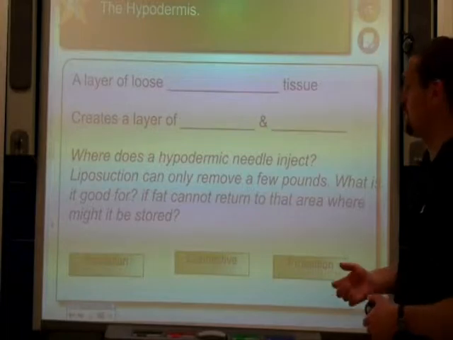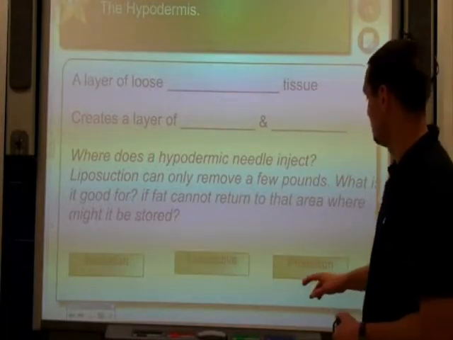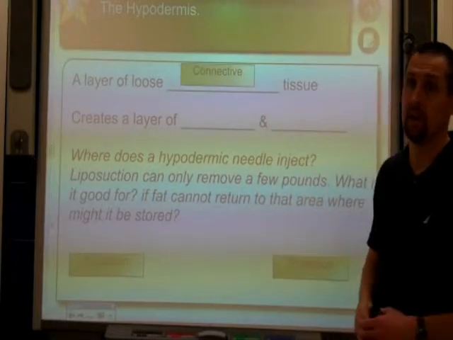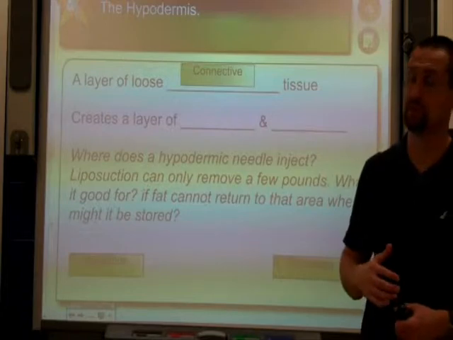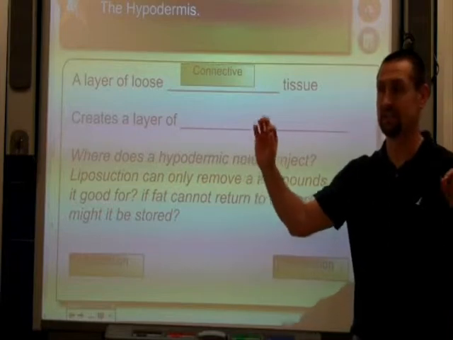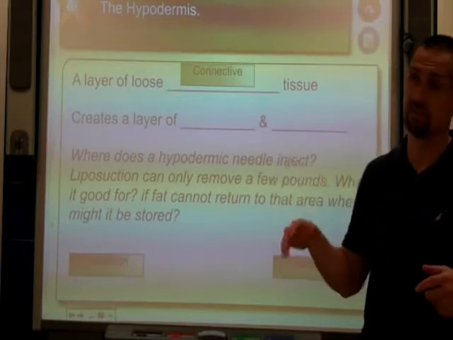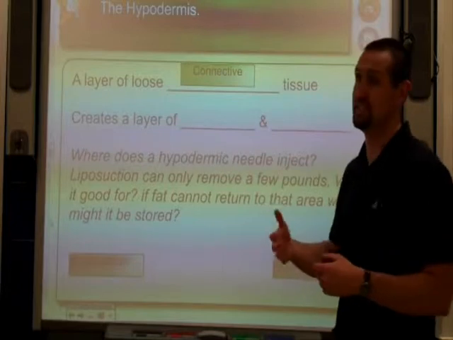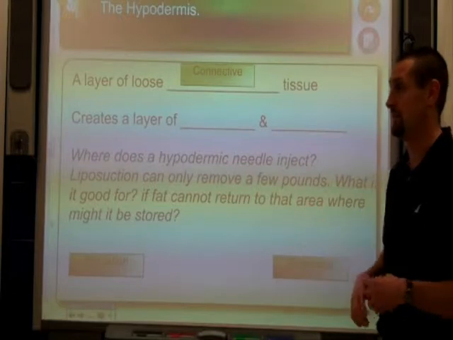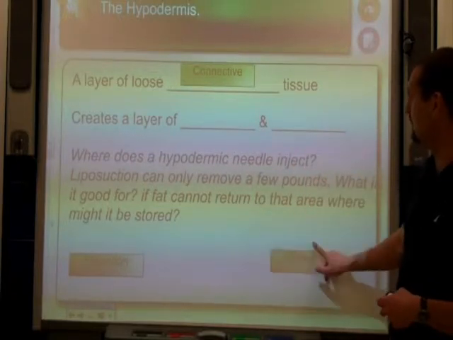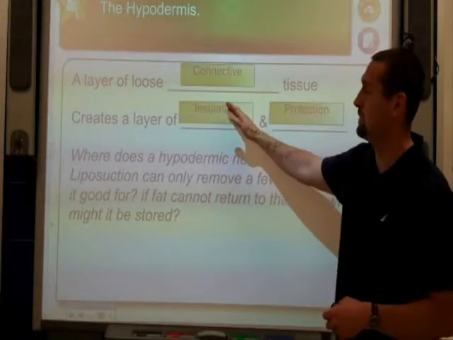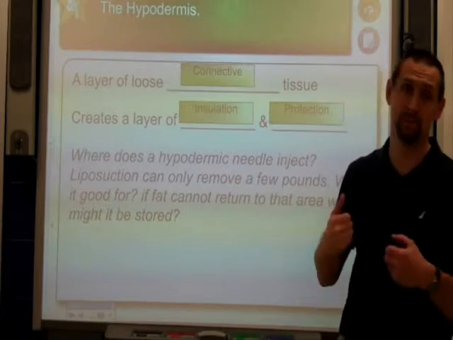So what's a loose layer of connective tissue? That's what the hypodermis is. Mostly adipose tissue. In this case, it's called loose connective tissue because the cells are far from each other. So loose connective tissue, as opposed to dense connective tissue, which would be more like your tendons and ligaments, or dense connective tissue proper. It does create a layer of protection and insulation. By having that little bit of a layer of fat underneath your skin, it helps to keep your body temperature insulated, as well as protect you from impact especially.